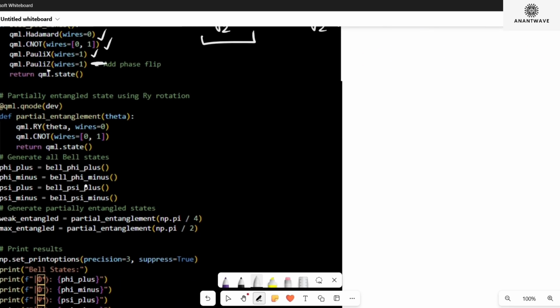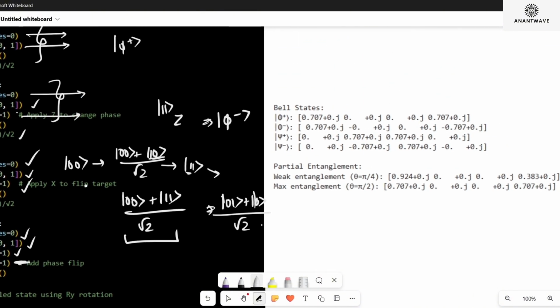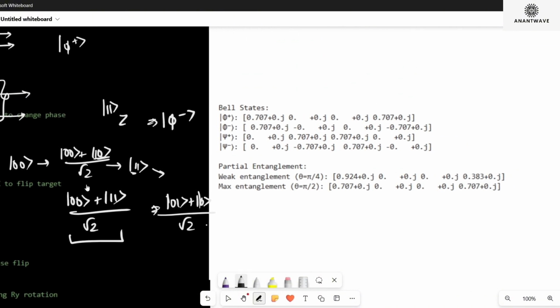Finally, this is for partial entanglement. We are applying pi by 4 for weak partial entanglement and pi by 2 for strong partial entanglement. And then printing the states. If we observe the output, these are the matrices after applying weak entanglement and maximum entanglement. This is when theta is pi by 4 and pi by 2. This is for weak, and for maximum we'll apply pi by 2.